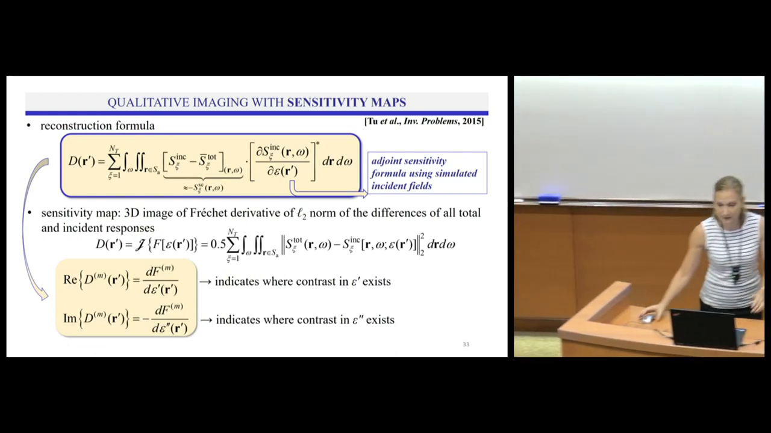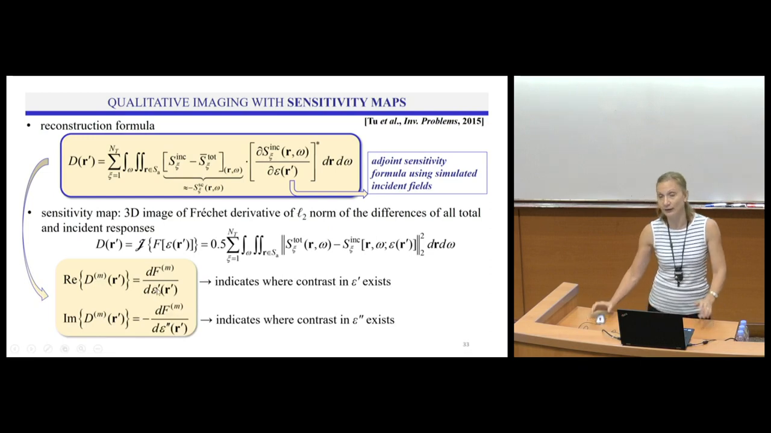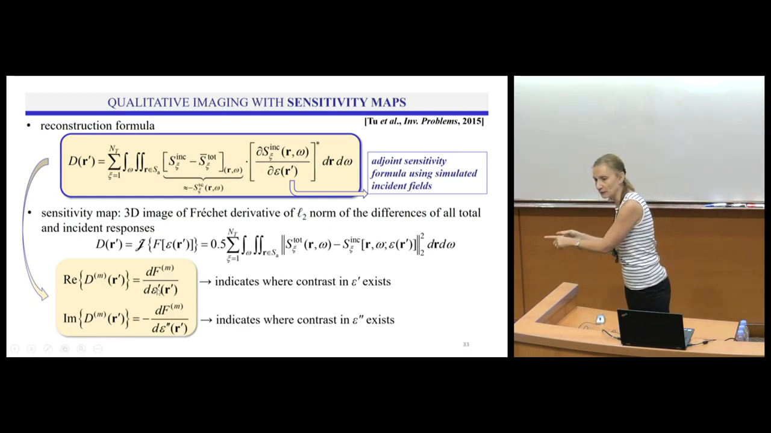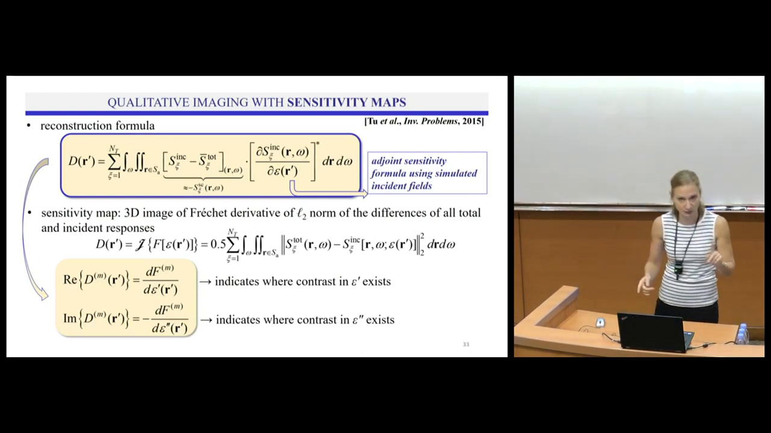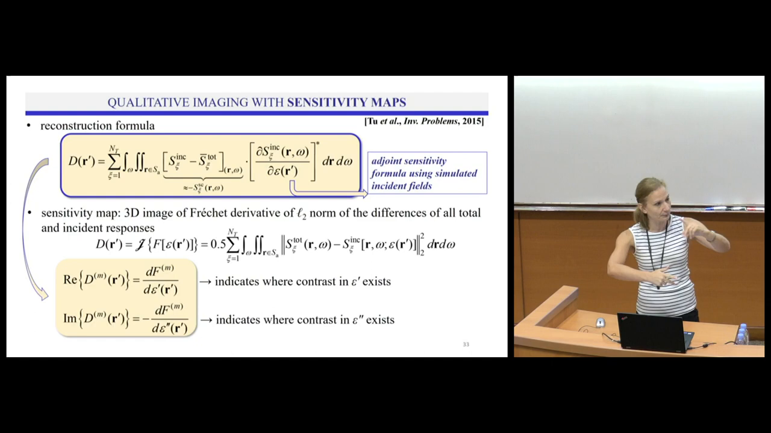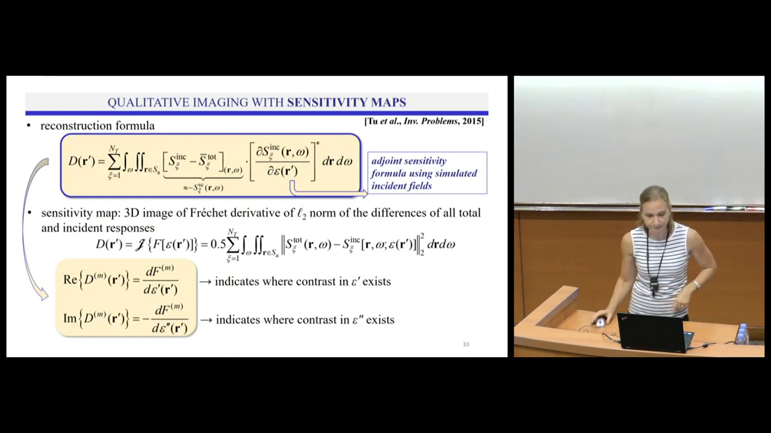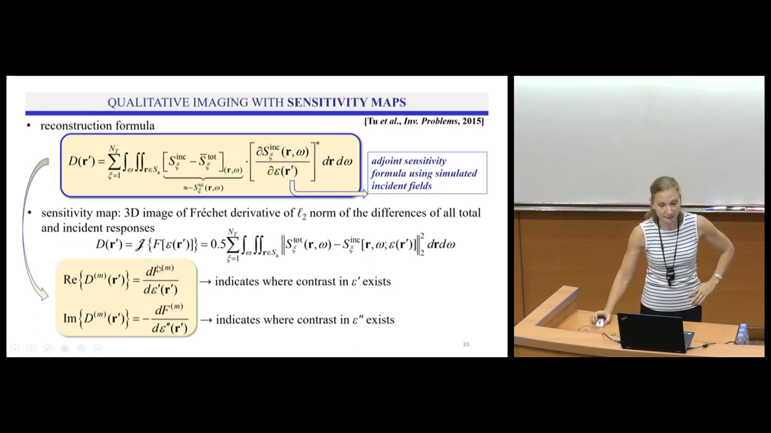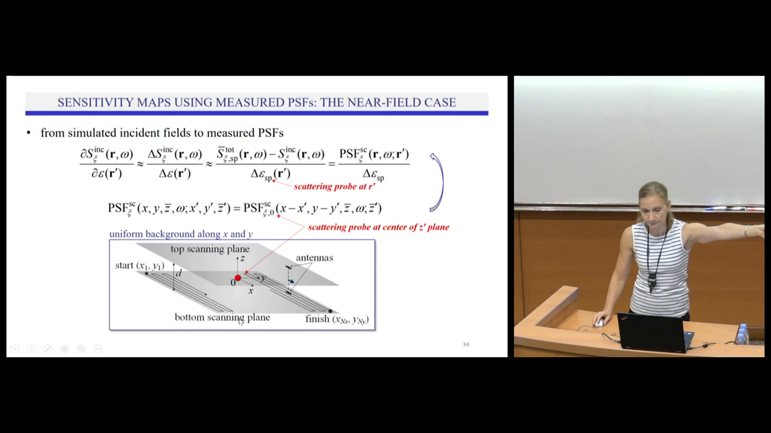And that is because, if you see here, this functional F indicates where you need to change epsilon prime in the background medium so that the background response becomes close to the measured response. So it is totally inverted compared to what is done in nonlinear imaging. So the sensitivity maps are essentially indicators of derivatives, of Fréchet derivatives. That's what they are. Only that the derivative is on the incident field, not on the total field.